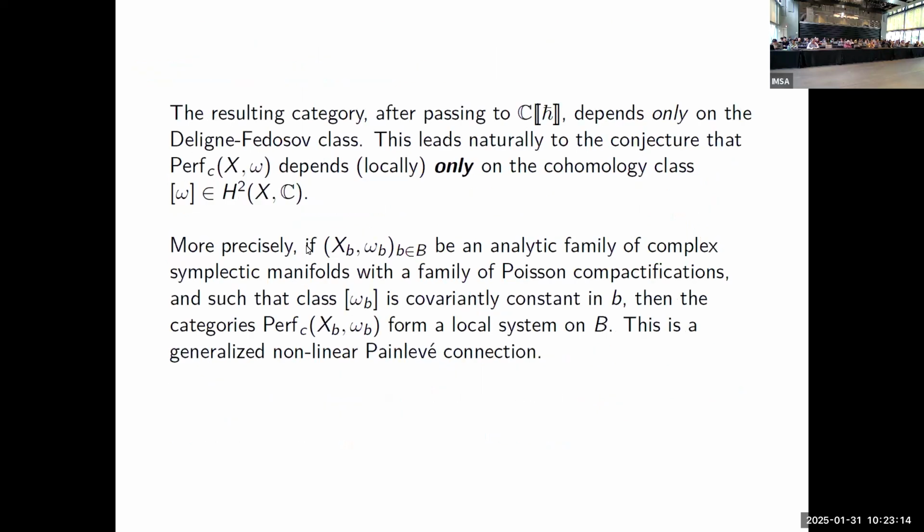And then if you do things over formal power series, the resulting category depends on this cohomology class. And the conjecture is that this category, if you deform it with all parameters, depends on the parameter only through this homology class.